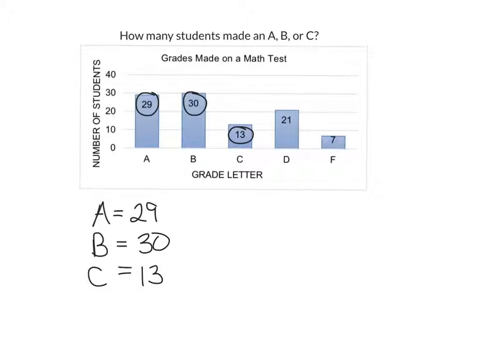So to find the number of students that made an A, B, or C, we'll just go ahead and add those values together. So 29 plus 30 plus 13 gives us 72. So that means 72 students made an A, B, or C on the test.